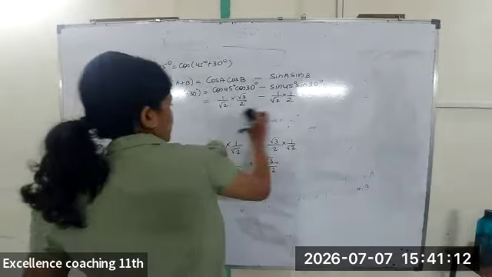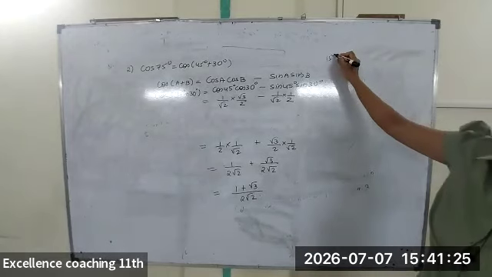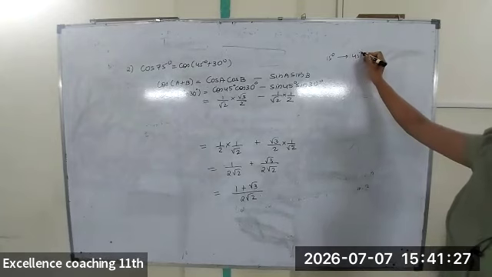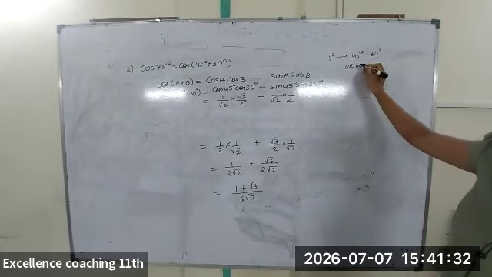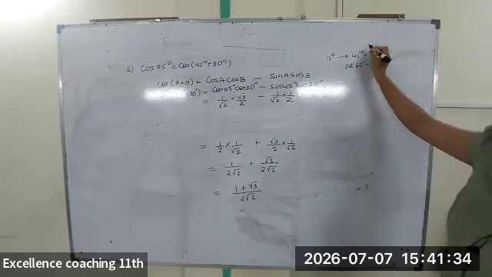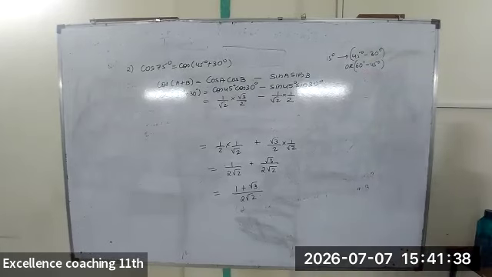Try the next one then. Third one, it is what? 15 degree. 15 means you can write it as what? 45 minus 30 or 60 minus 45, whichever way. So for 15 degree, two ways are there. You can do 45 minus 30 or 60 minus 45, both are correct. In both ways, you'll get the same answer.